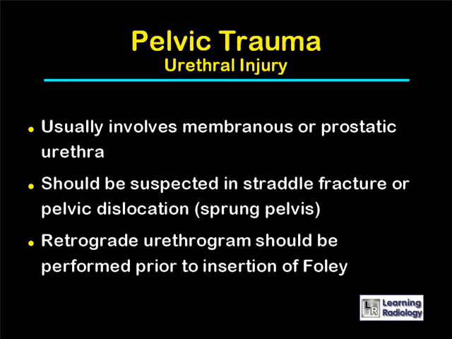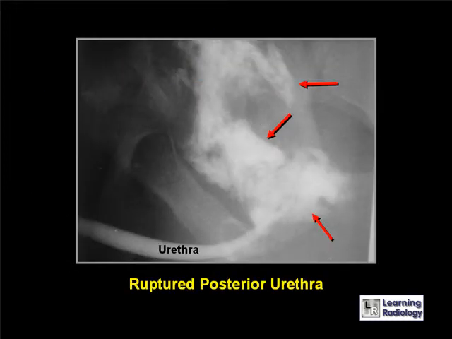Urethral injuries usually involve the posterior urethra, the membranous or the prostatic urethra. They should be suspected in straddle fractures or in pelvic dislocations, sprung pelvis. A retrograde urethrogram, a RUG, is usually performed prior to the insertion of a Foley catheter so as not to worsen the condition. This is an example of a rupture of the posterior urethra. You can see the contrast in the urethra and then an amorphous collection of extraluminal contrast indicated by the red arrows that represents contrast which is leaking out of the urethra through a tear.